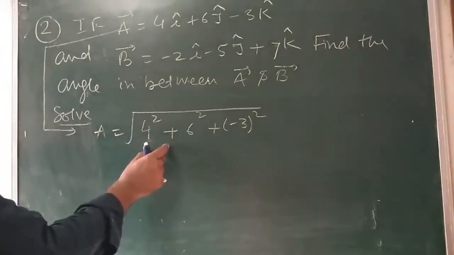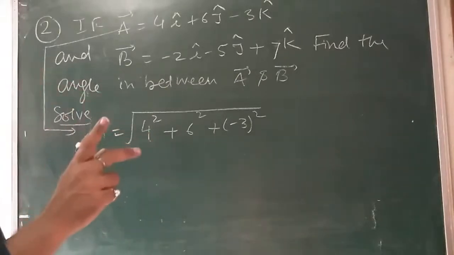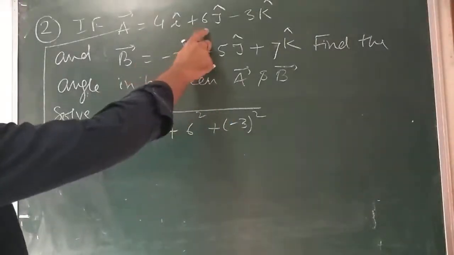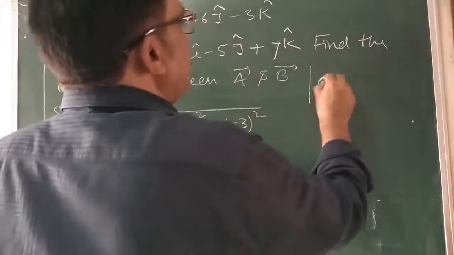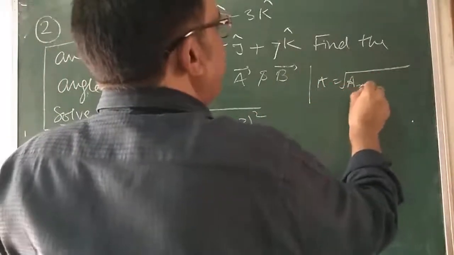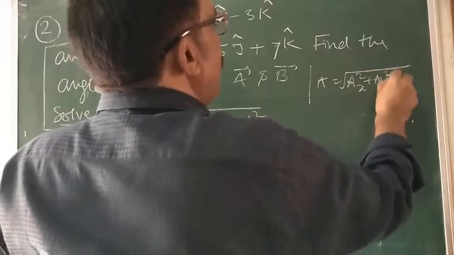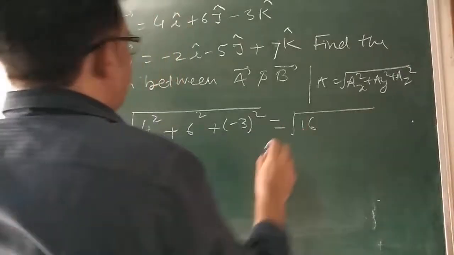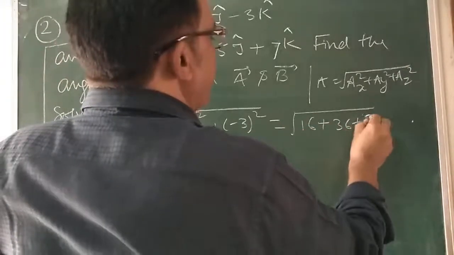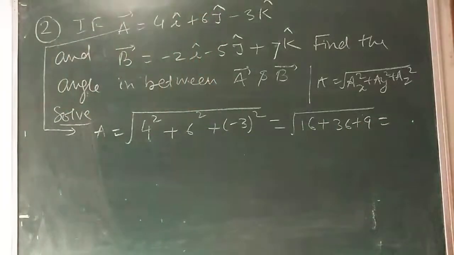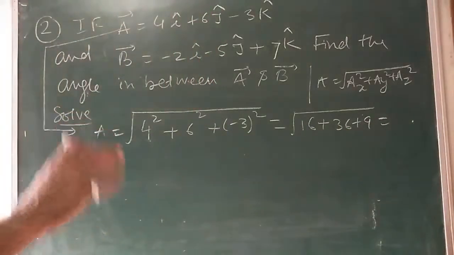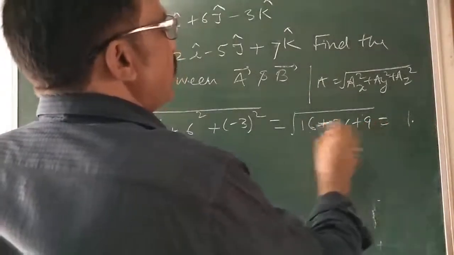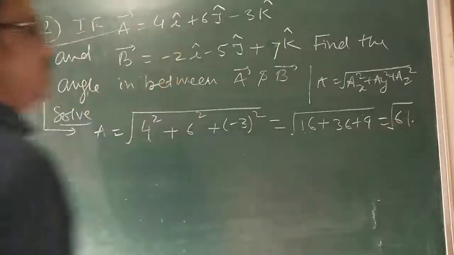We have seen over there the magnitude of A in 3 dimensions: ax square plus ay square plus az square. This is ax, ay and az. Our formula is A is equal to under root of ax square plus ay square plus az square. Here, what is this? 16 plus 36 plus 9. Sum it up: 9 and 6 is 15, and 6 is 21, 2 and 3 is 5, and 1 is 6, so 61. This is under root 61.